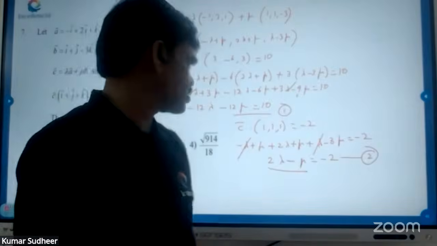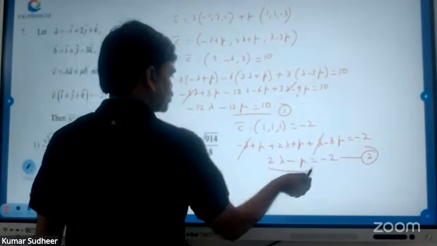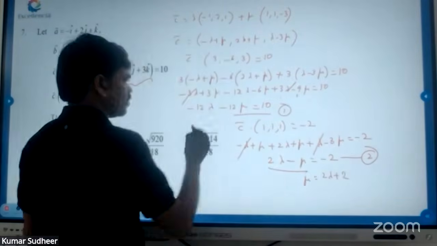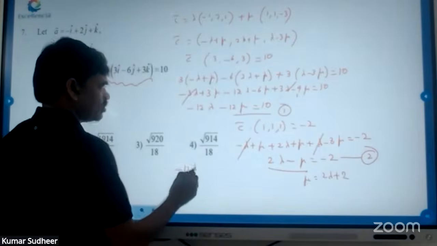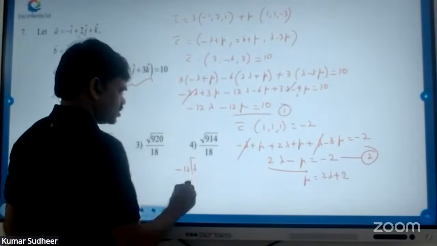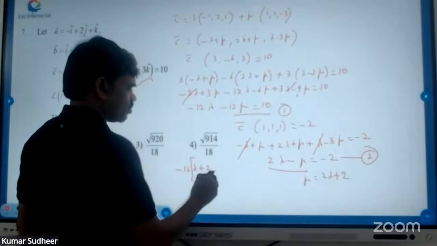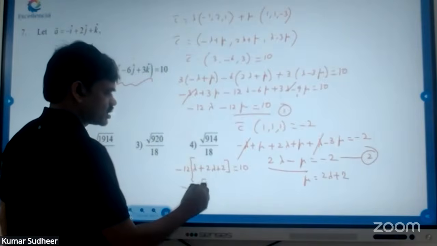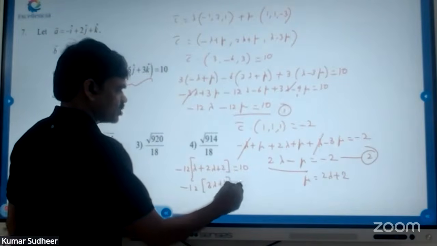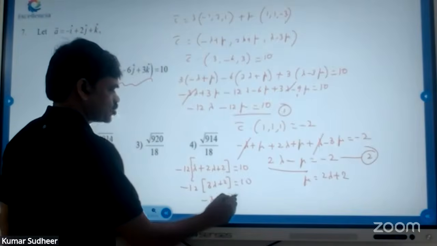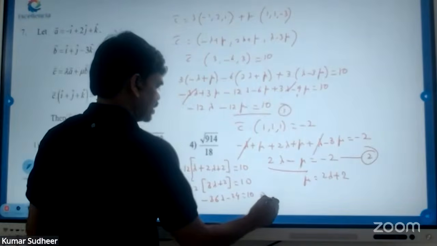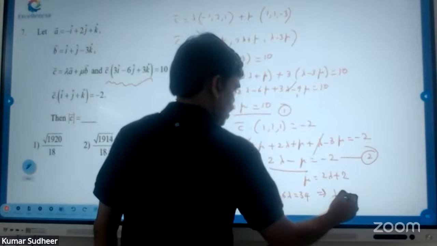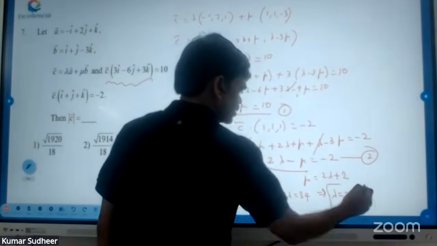Now we have to solve these two equations. So what I will do, I will substitute this mu value here. So mu is equal to 2 lambda plus 2. If I substitute here, it becomes minus 12 lambda. You can take minus 12 common. Lambda plus mu, mu is 2 lambda plus 2. That is equal to 10. So minus 12 into 3 lambda plus 2. That is minus 36 lambda minus 24 equal to 10. So what I will get, minus 36 lambda is equal to 34. So we have the value lambda equal to minus 17 by 18.